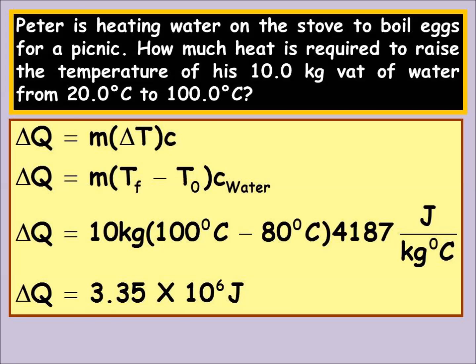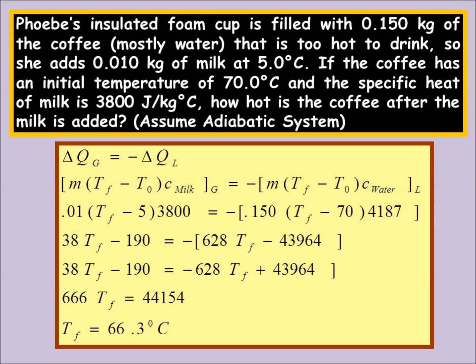So the next problem is going to be Phoebe's insulated foam cup is filled with 0.150 kilograms of coffee, mostly water, that is too hot to drink. So she adds 0.010 kilograms of milk at 5 degrees Celsius. If the coffee has an initial temperature of 70.0 degrees Celsius and a specific heat capacity of 3,800 joules per kilogram degree Celsius, how hot is the coffee after the milk is added? Assume adiabatic system. In other words, all the energy is accounted for. There's no loss as a result of poor insulation.